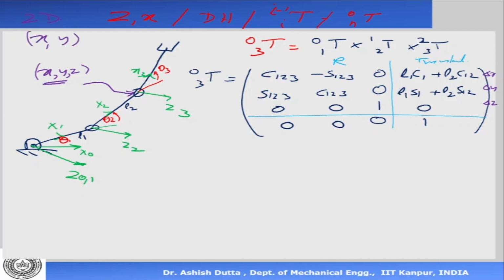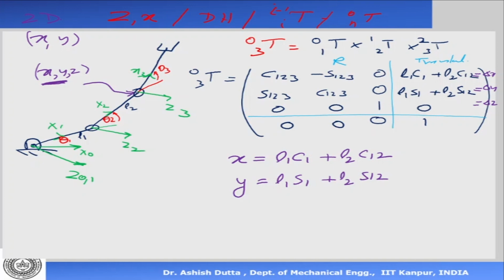Now, what is the value of x here at the end effector? So x will be equal to this one, y is equal to that, z is equal to that, which is 0. So x is equal to L1 cos 1 plus L2 cos 12. What is y equal to? Y is equal to L1 sin 1 plus L2 sin 12. Okay, so we have got two equations.